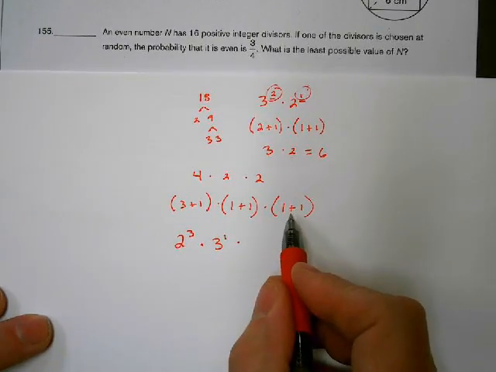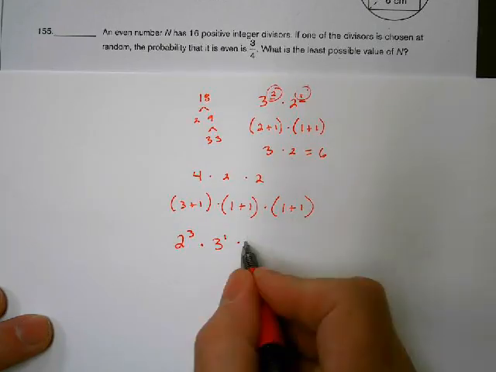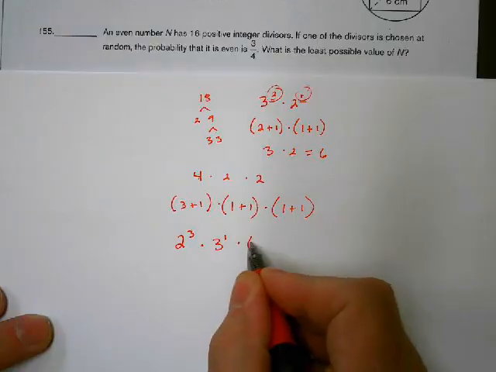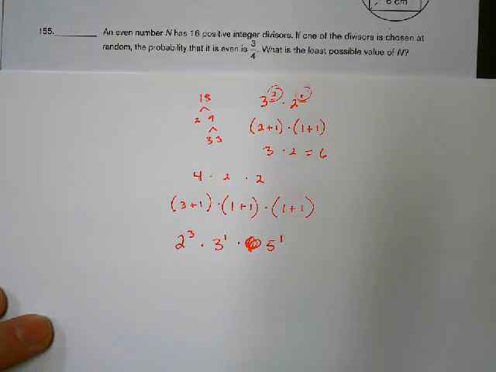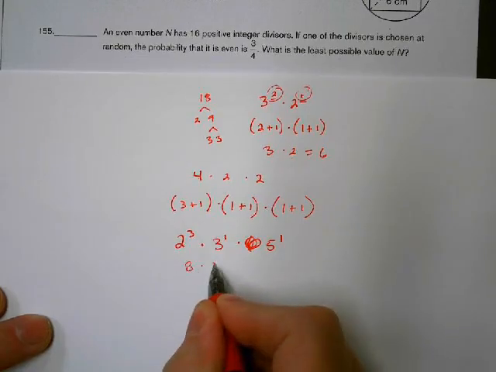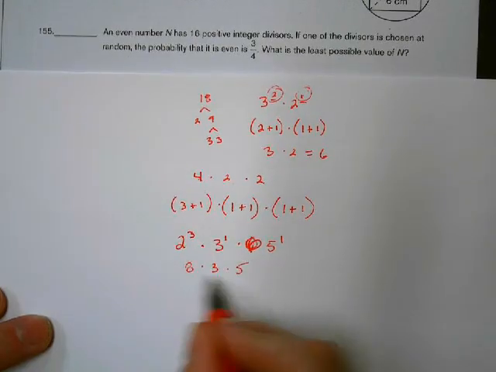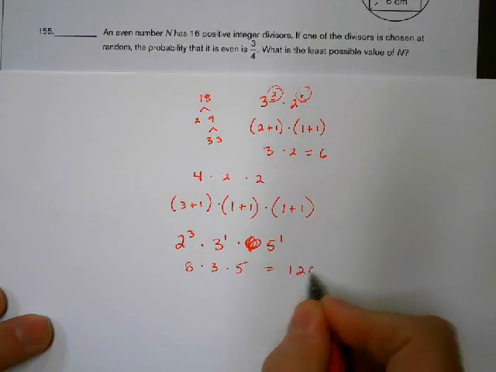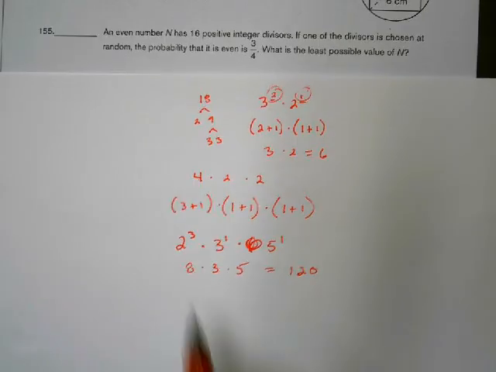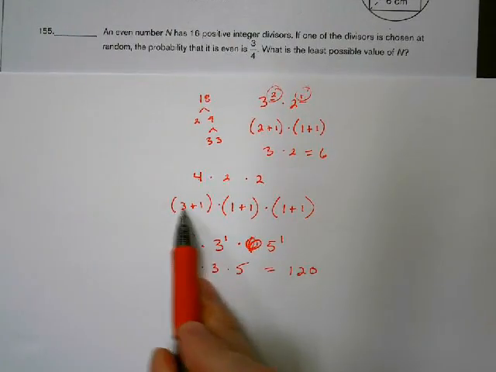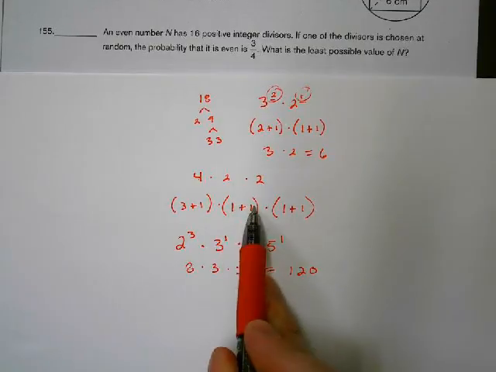And then I did the next smallest number I could use, I don't know, 5 to the first. So this is 8 times 3 times 5, 24 times 5, that's 120. Okay, so I'm thinking, let's try 120. It should have 16 divisors because we've got 3 plus 1, 1 plus 1, 1 plus 1. 4 times 2 times 2 should have 16 divisors.